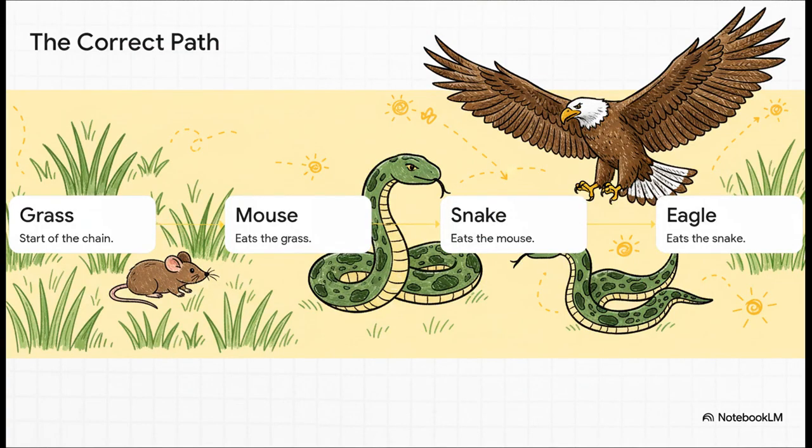Let's trace the path together. Everything has to start with the producer, right? So that's the grass. What eats the grass? The mouse. Then the mouse gets eaten by the snake. And finally, at the top of this particular chain, the eagle swoops down and gets the snake. That is the correct flow of energy.